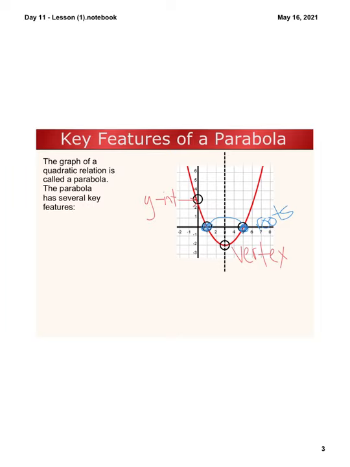The last key feature that I want to talk to you about is this line that's in the middle right here, this dotted line. This is called the axis of symmetry. If you think back to when you were in JK or kindergarten, if you painted on a piece of paper and you folded it in half and you opened it up, you would get the duplicate on the other side. That's exactly what we're talking about here. This axis of symmetry line just basically says that everything that's on one side of it is duplicated on the other.